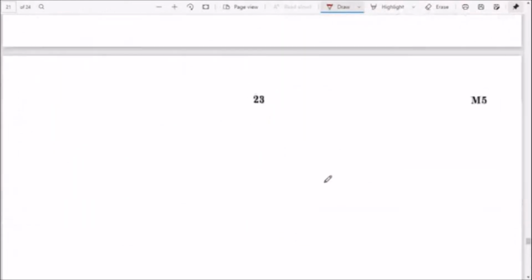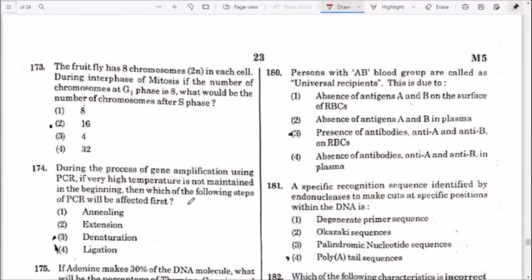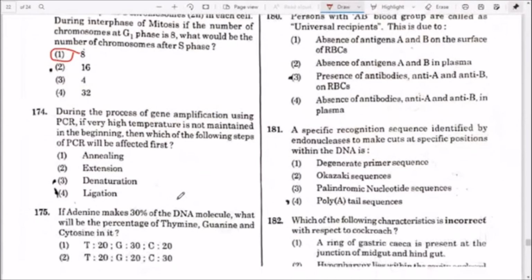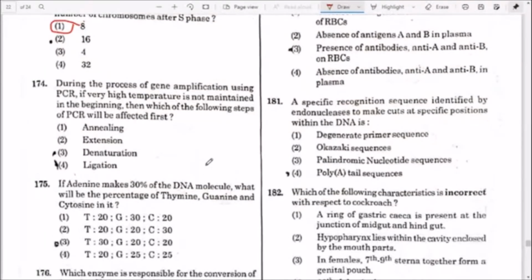Next, question number 173. The fruit fly has 8 chromosomes in each cell. During interphase of mitosis, if the number of chromosomes at G1 phase is 8, what would be the number of chromosomes after S phase? It is 8. Option number 1 is the correct option, students. Next, during the process of gene amplification using PCR, if very high temperature is not maintained in the beginning, then which of the following steps of PCR will be affected first? It is denaturation that will be affected.